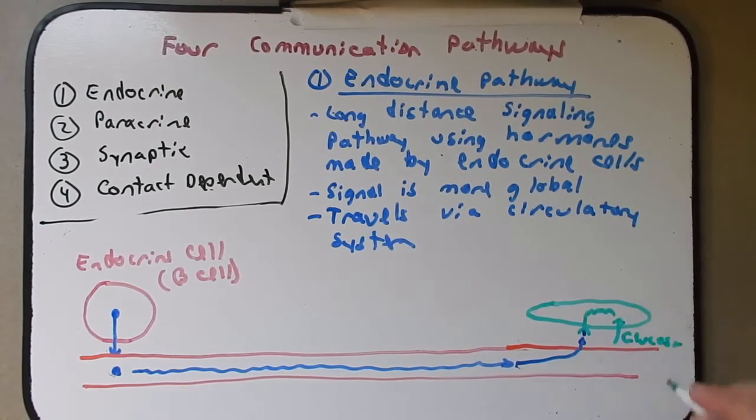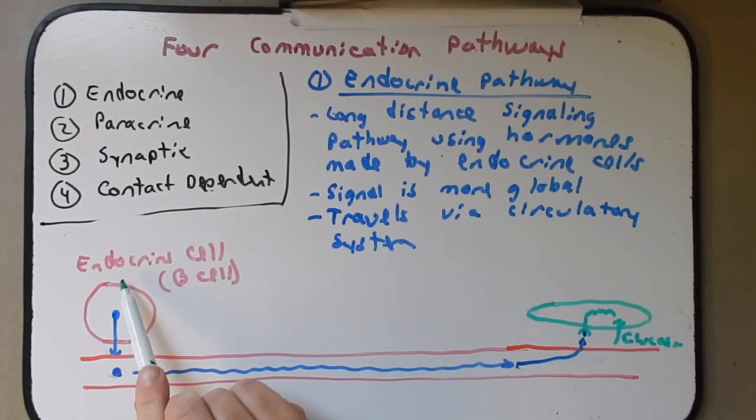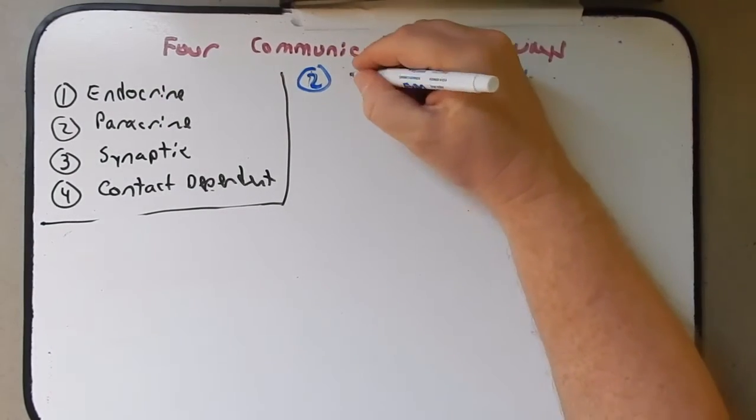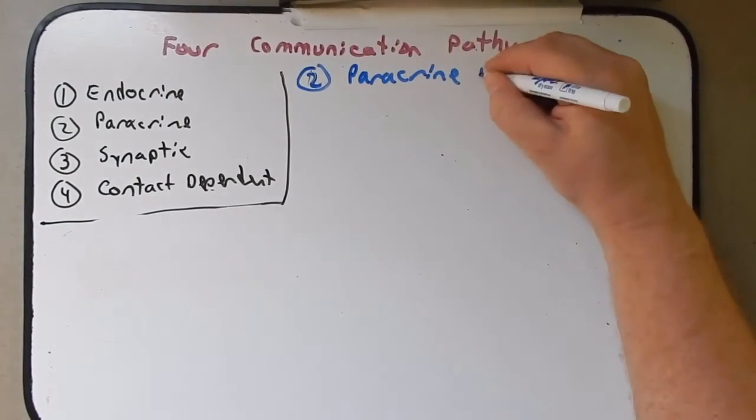moving into the cell. So endocrine systems, the key features is that they're made by specialized cells, the signals travel throughout the body of the organism and can interact with several different targets. Next, let's talk about paracrine pathway.